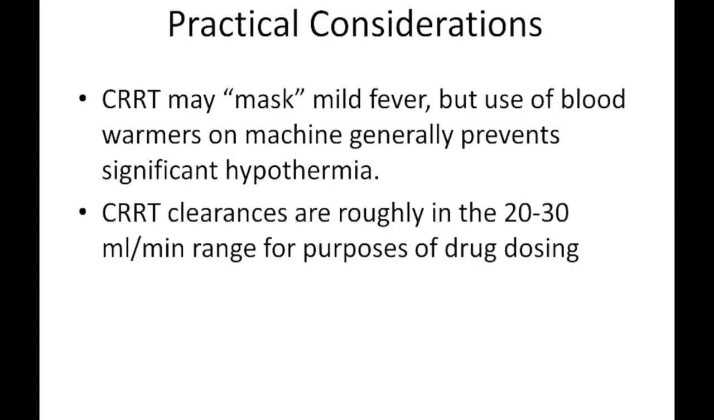When we talk about CRRT clearance, if you're trying to figure out how to dose your antibiotics, the quick and dirty is it's roughly equivalent to the effluent rate per minute, but CRRT generally delivers clearances in the 20 to 30 mL per minute range, or kind of stage 4 CKD range there.